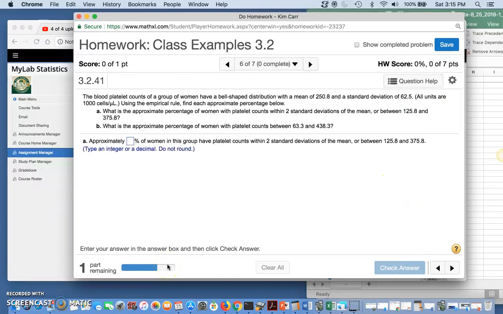Okay, in our problem, the blood platelet counts of a group of women have a bell-shaped distribution with a mean of 250.8 and a standard deviation of 62.5. All units are 1,000 cells. Use the empirical rule and find the approximate percentages below.